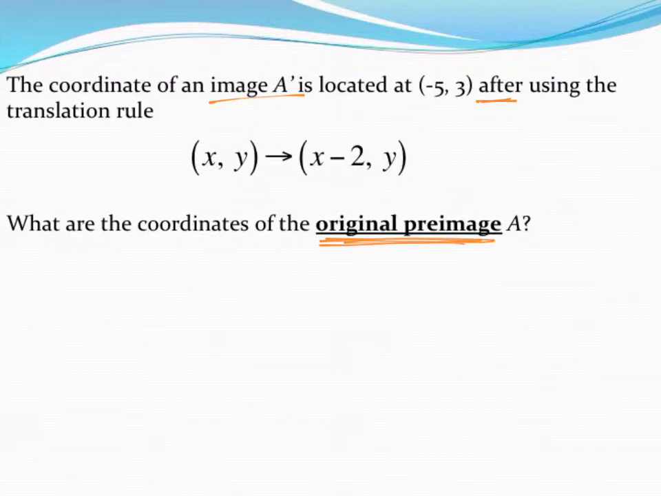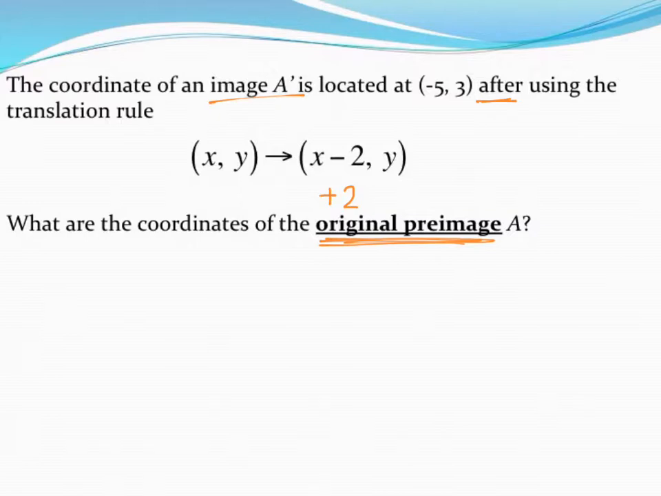I'm not going to be able to just apply the rule to the point they gave me, because this is the coordinate I got after I applied the rule. So I'm going to need to use the rule backwards in this case. So my rule says to take x and subtract 2. Well, the opposite of that then is, of course, going to be adding 2. So since I'm working backwards, I'm using the rule backwards.